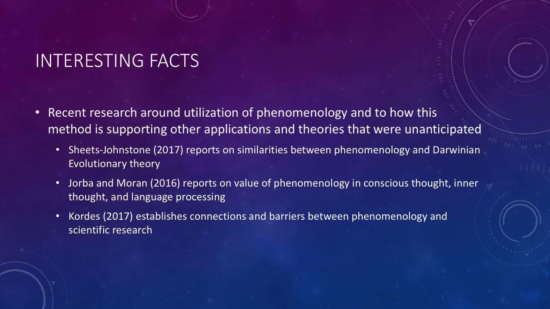So recently I found a number of articles where researchers are reporting on, like Sheets Johnstone shows, that there are similarities in the way phenomenology and methods are carried out, and Darwinian evolutionary theories are established. So it was interesting to see what was considered groundbreaking at its time, Darwinian evolutionary theory, a hard science of evolution, and now Sheets Johnstone again shows where there's a similarity in how data collection and themes can be found that really resemble evolutionary theory.